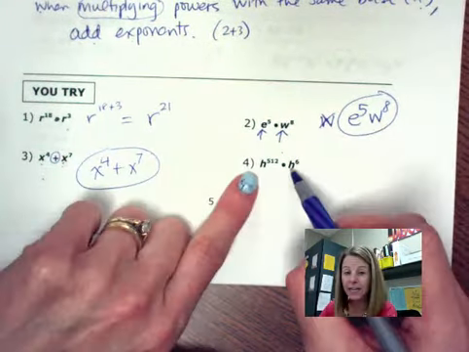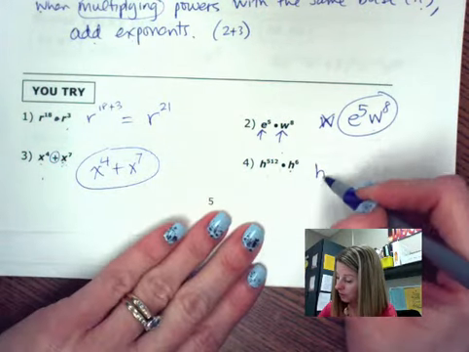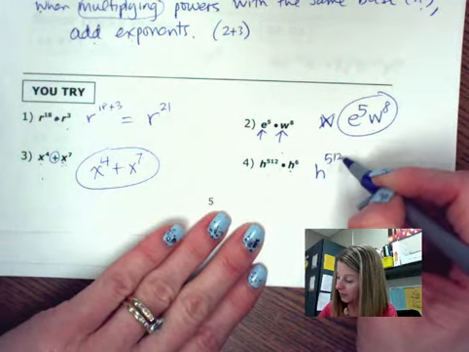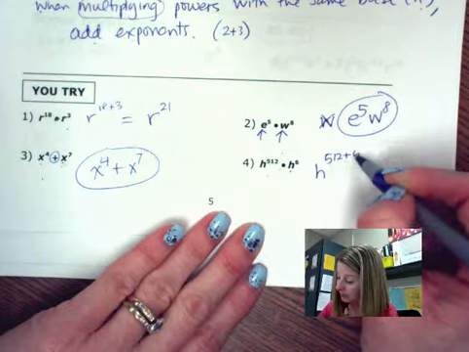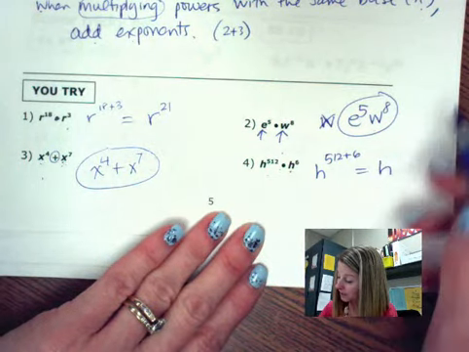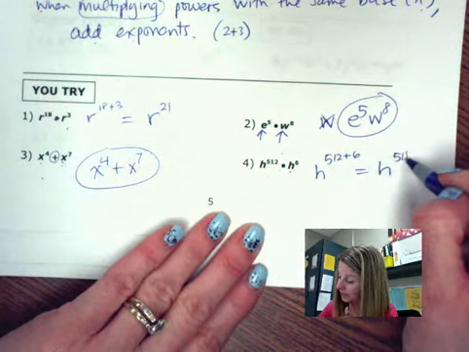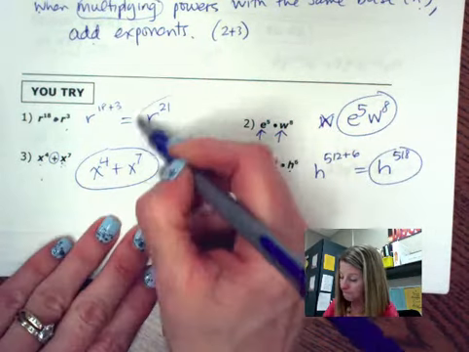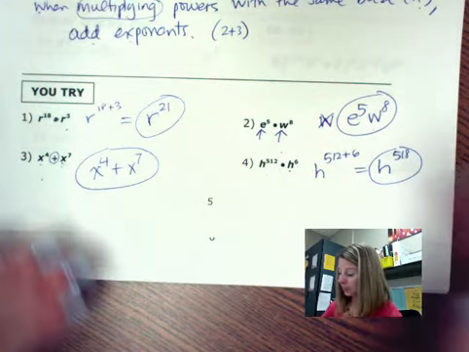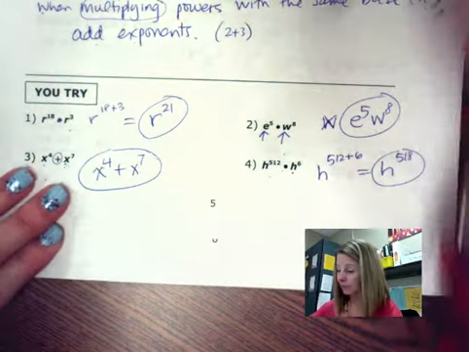Number 4, I see h and h, I see multiplication. So I can do h to the 512 plus 6 power, and 512 plus 6 is 518. Okay. All right, let's move on and let's look at several more together.